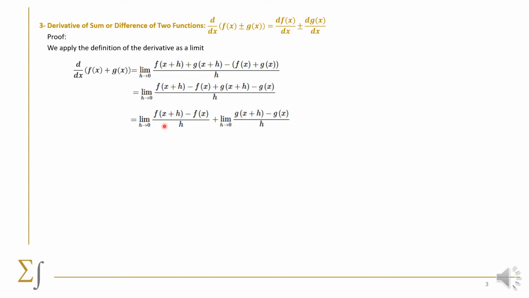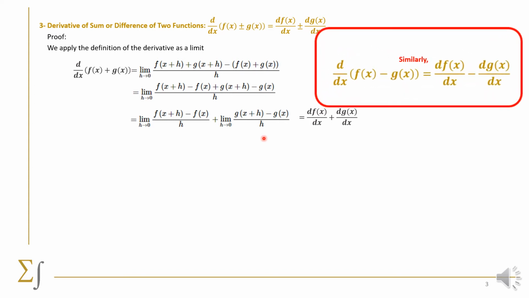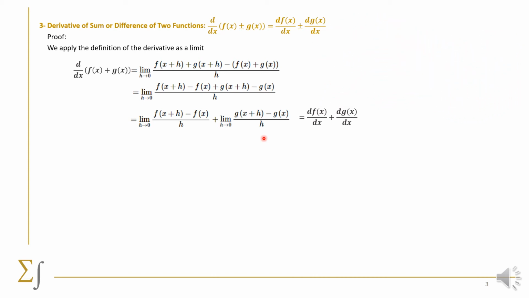So, we split the limit. For the first term, we have the limit as h goes to 0 of f of x plus h minus f of x over h, plus the limit as h goes to 0 of g of x plus h minus g of x all over h. Of course, this is the derivative of f with respect to x, and this is the derivative of g with respect to x, which is the property we are trying to prove for the plus. Similarly, we have this for the difference, and you can do it on your own following the same steps.